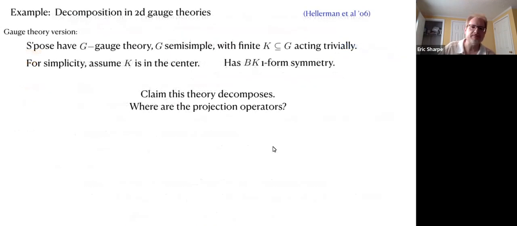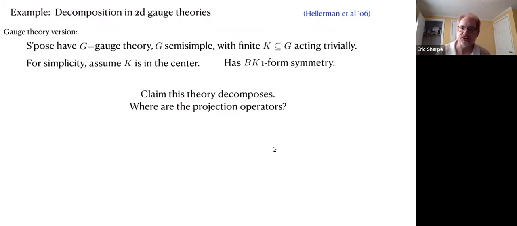Now, let me start filling in some details. What I want to do next is outline in a bit more detail how all of this fits together in the case of gauge theories. Later, when we get to orbifolds, I'm really going to dial down and see all the details very explicitly. So this will be at some intermediate level of detail, hopefully enough to warm up to what's going to happen in the orbifold case. So let's suppose we have some non-abelian gauge theory in two dimensions with some finite subgroup that acts trivially. And let's assume that that subgroup is in the center.